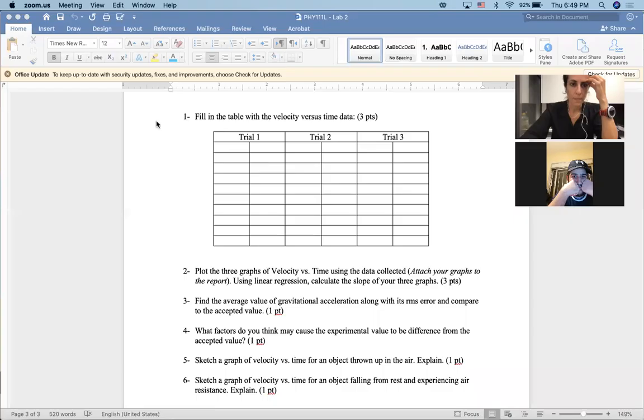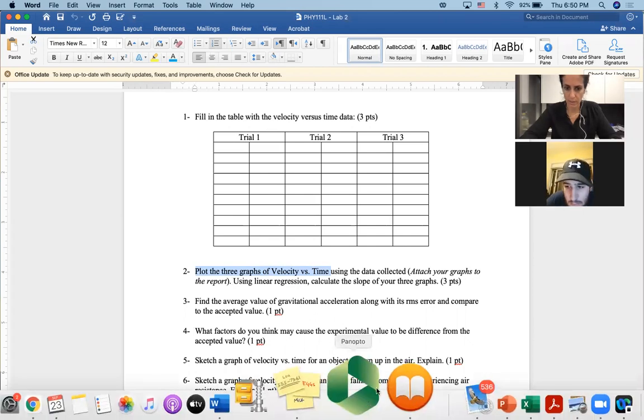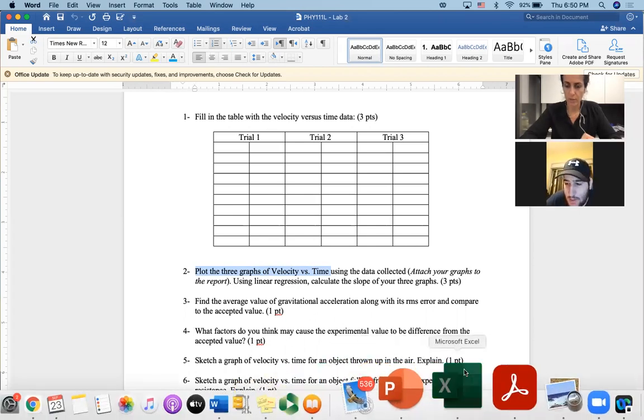Okay, now it started recording. All right, I'm gonna share my screen again and discuss how to do this. The first question is plot the 3 graphs of velocity versus time. Okay, do you know how to plot in Excel? Yes. Yes, I know.